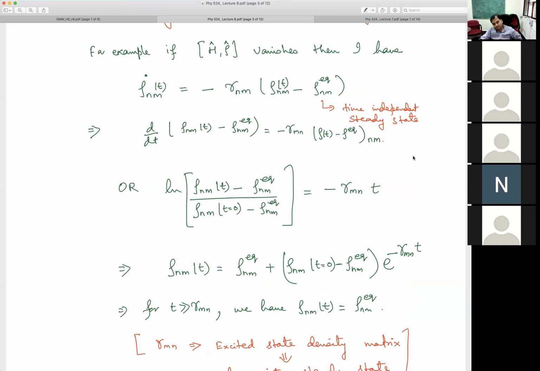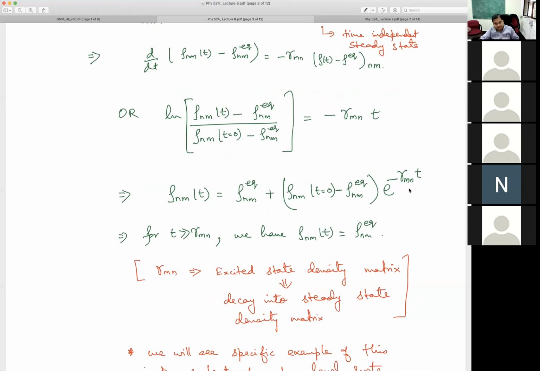Why did you say that t is very much greater than gamma mn inverse? Yeah. So what is the question precisely, Shubhankar? You said that t is very much greater than gamma mn inverse. Why am I using that condition?